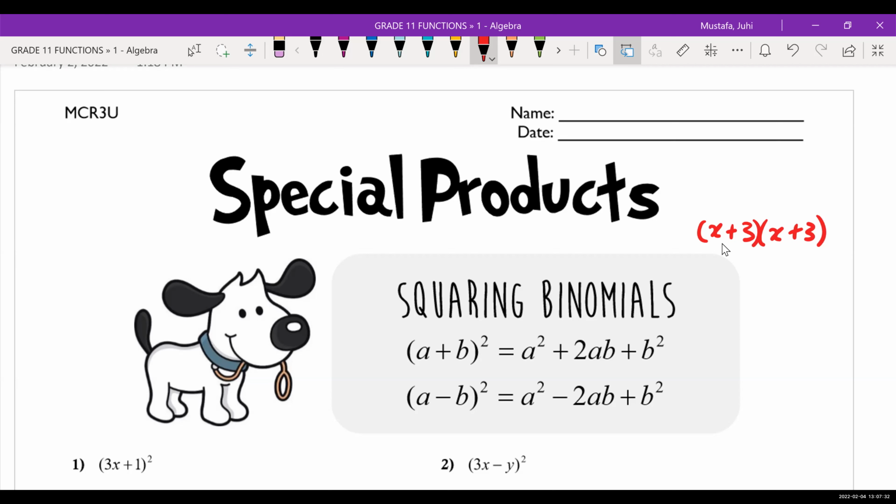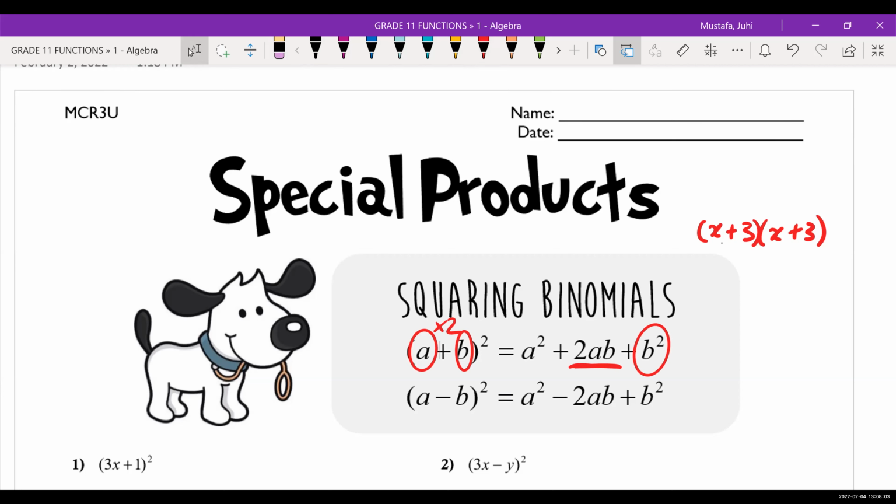So when you're squaring binomials, what you can do is take the first term and square it to get a squared. You can take the last term and square it to get b squared. And to get the middle term, you basically multiply a times b times 2. So instead of doing first, outer, inner, last, it's just another method to multiply two binomials. And you can only use this method when the binomials are exactly the same.